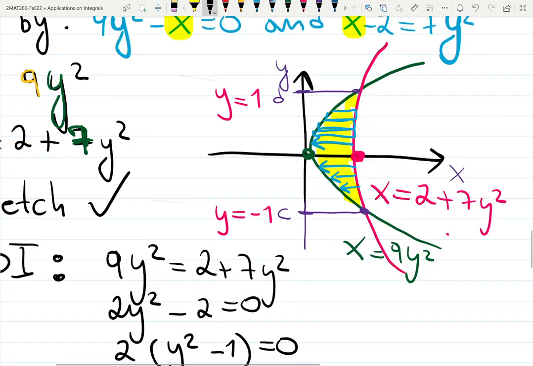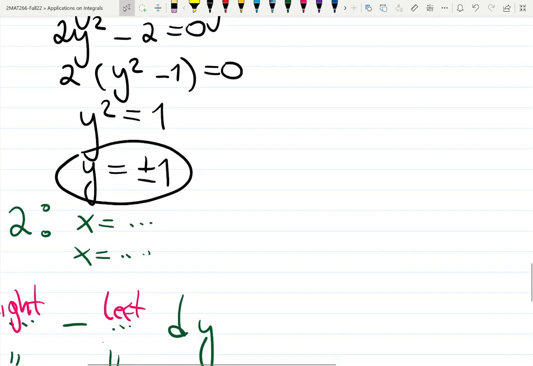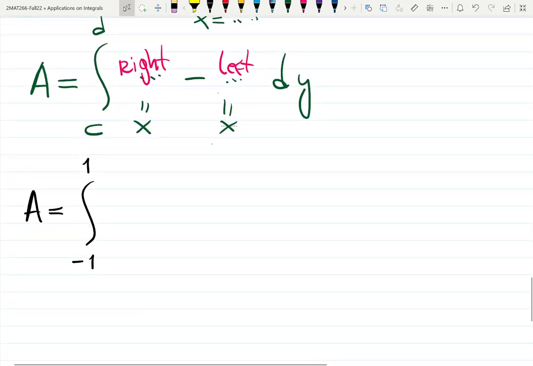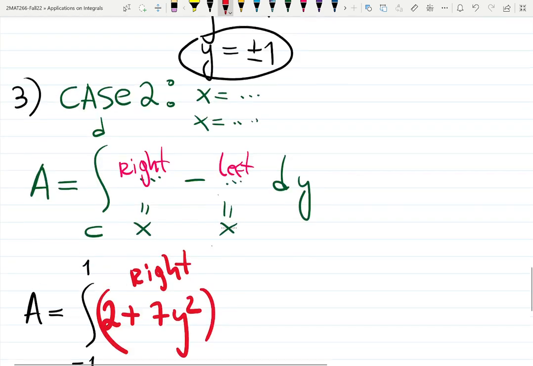What is the function on the right, visually? 2 plus 7y squared, because this 2 made a shift to the right. So it's the pink one. 2 plus, read me again, 2 plus 7y squared. This one is on the right. And then what is the function on the left?